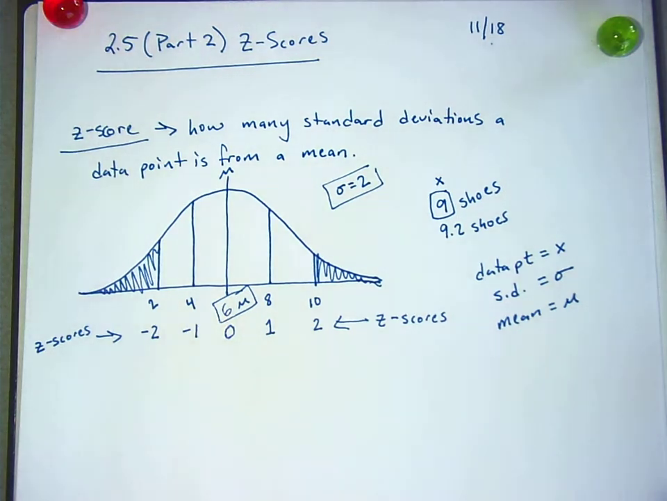I'm going to give everybody some thinking time, so think about it. When you tell me your formula, I want it to have X, mu, and sigma in it. Write it down if you need to. I'll give you some time to think. 9, 6, and 2. I'm trying to get 1.5 from that.